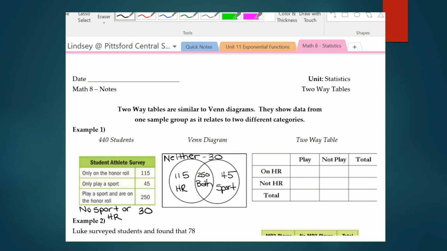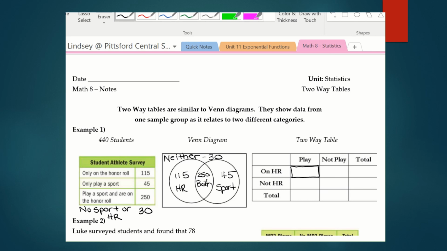When we start filling in some information, we have to be really careful where we place it as far as which box coordinates with our numbers. So for example, this first box here is made up of students that play a sport and are on the honor roll. If you take your fingers and put one finger on where it says on honor roll and one finger on where it says play, that box is where those two intersect. So we're looking at a student that plays a sport and is on the honor roll.